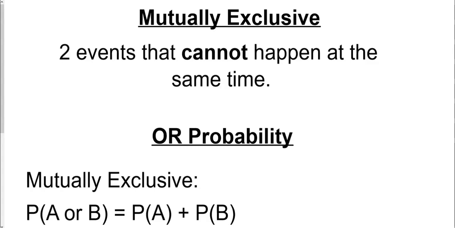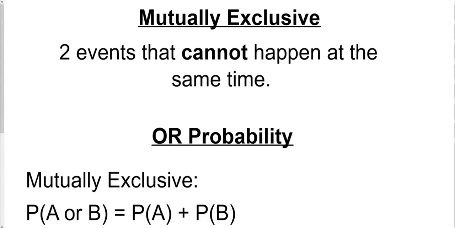Same thing with rolling a die. If you roll a die, your answers are only 1, 2, 3, 4, 5, 6. So it's not like I can roll a die and end up with a 1 and a 2 at the same time. I either roll the 1 or I roll the 2. So that's what we mean by mutually exclusive events. They cannot happen at the same time.